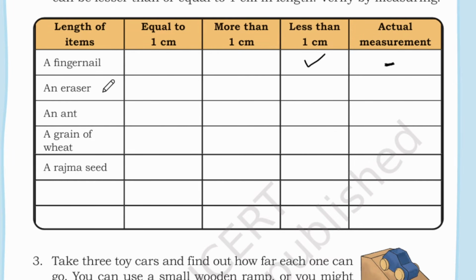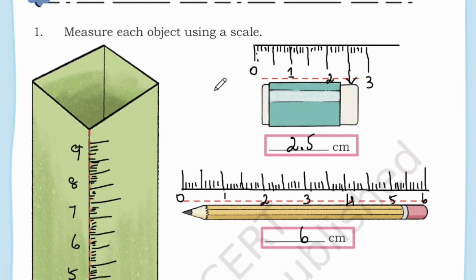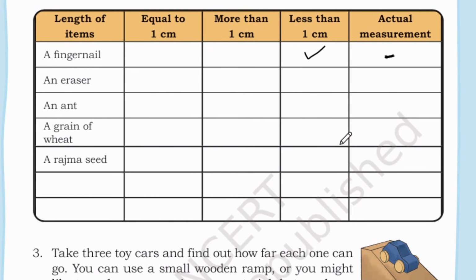And an eraser, we already saw an eraser here. It is more than 1 centimeter. You can write 2.5, but use your own eraser and measure it and write the answer. An ant is a very tiny one, so obviously less than 1 centimeter. It will be like 0.2 centimeter. It will not be more than 0.2 centimeters. It will be like in millimeter too.